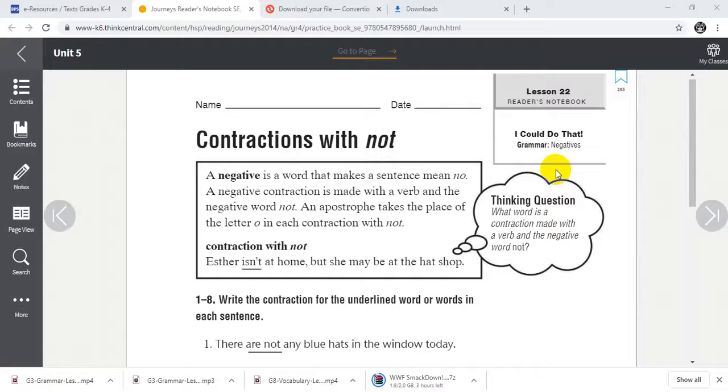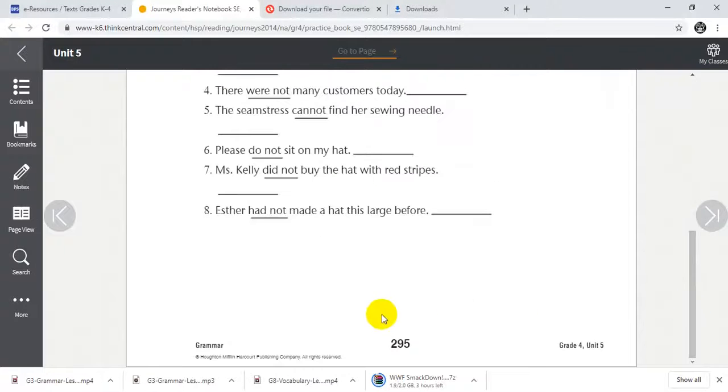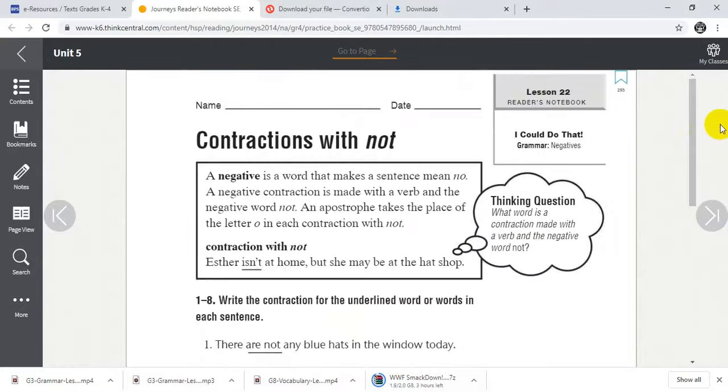So, let's start with page 295, okay? Page 295. And let's take a look at what we have today. We have negatives, okay? We're going to start with contractions with not.